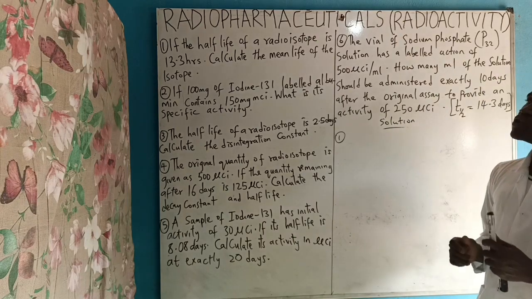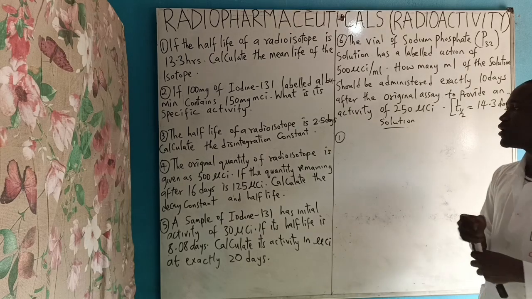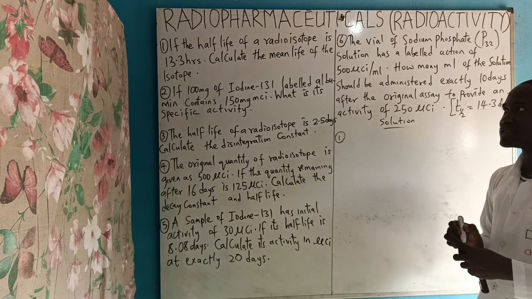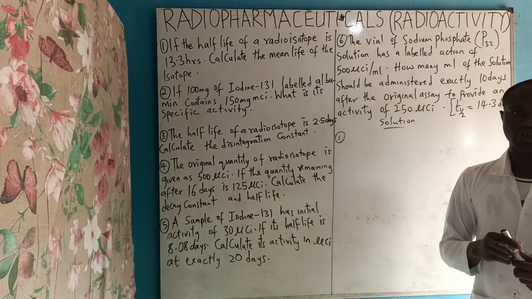Okay, let's see how to solve this problem on radiopharmaceuticals we have on the board. Question 1: If the half-life of a radioisotope is 13.3 hours, calculate the mean life of the isotope.